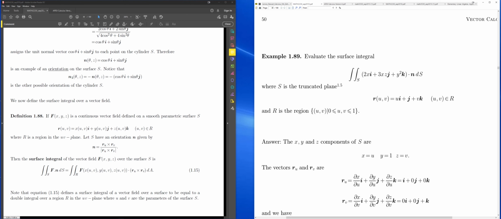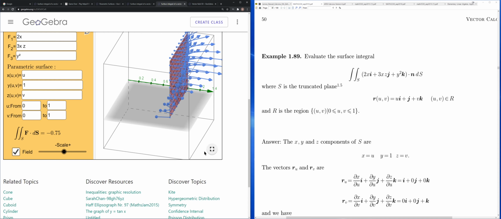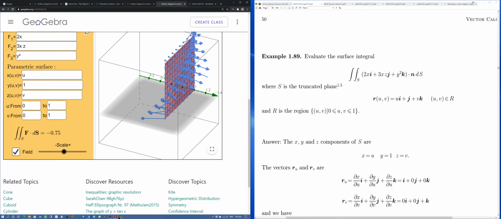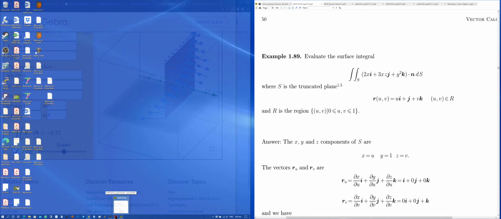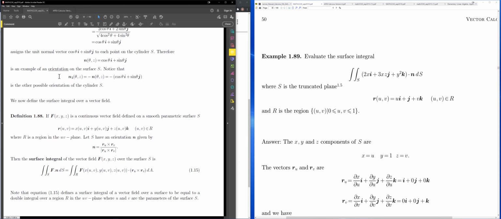Anyway, what do we have so far? We have your surface S here, and the vector field, which are the blue arrows. And now what we want to see is the orientation. The orientation, as I said, you get by calculating r_u cross r_v, and dividing by the length if necessary.